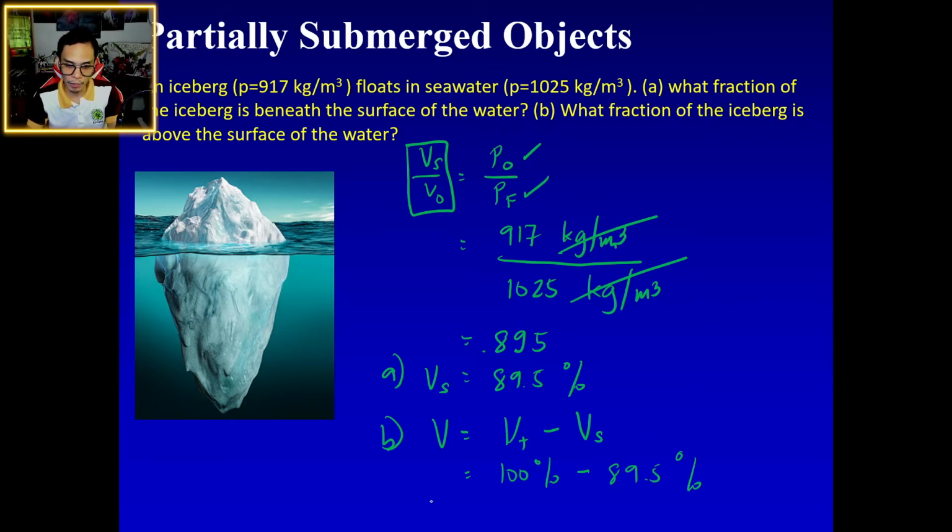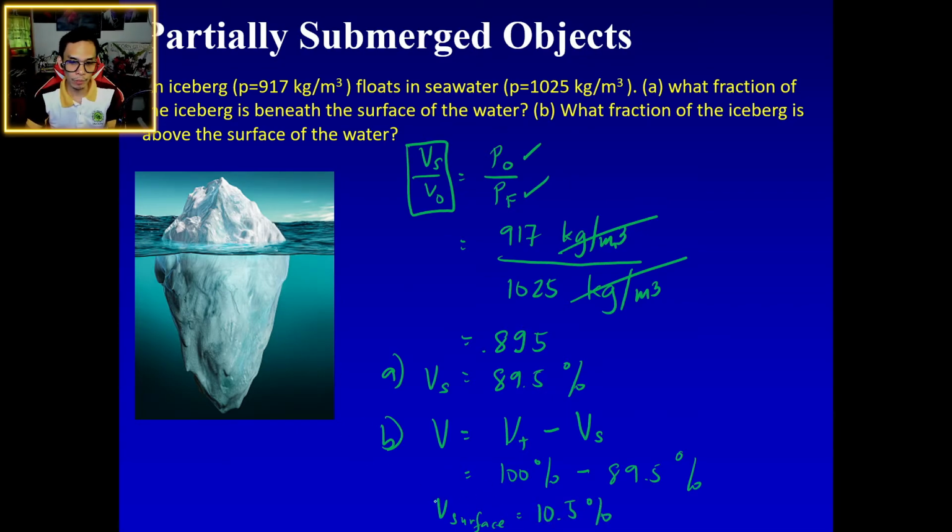So what will be the volume that is on the surface? What is the volume of the iceberg that is on the surface? That will be 100 minus 89.5, so that will be 10.5%.